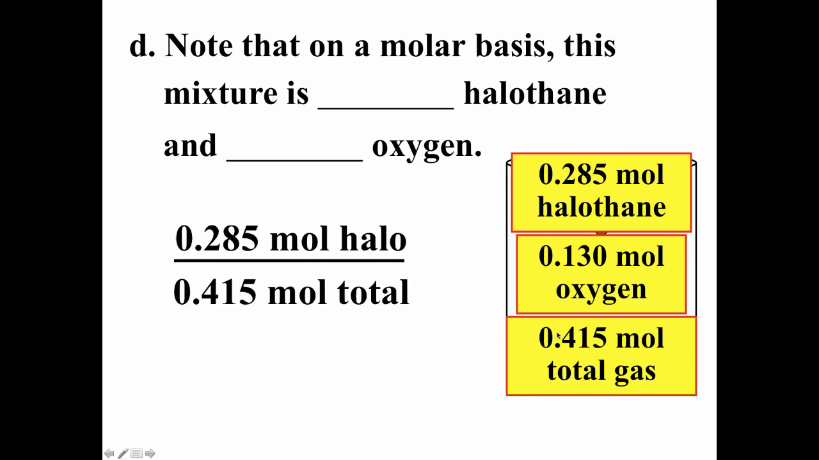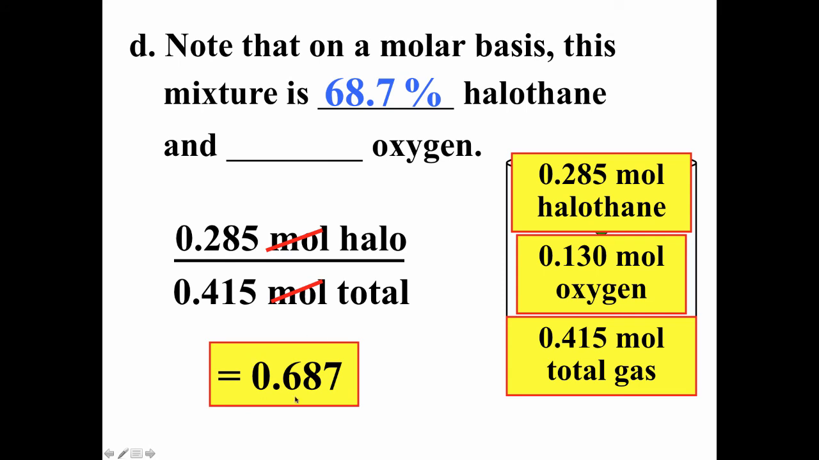Well, what this means is the number of moles of halothane divided by the number of moles of total particles. This is what's called the mole fraction. It's the fraction of the total moles that is due to just one of the gases, in this case halothane. And it's simply a number. In this case, it's 0.687. And what this means, of course, is that we have 68.7% of the molecules of gas are halothane molecules.